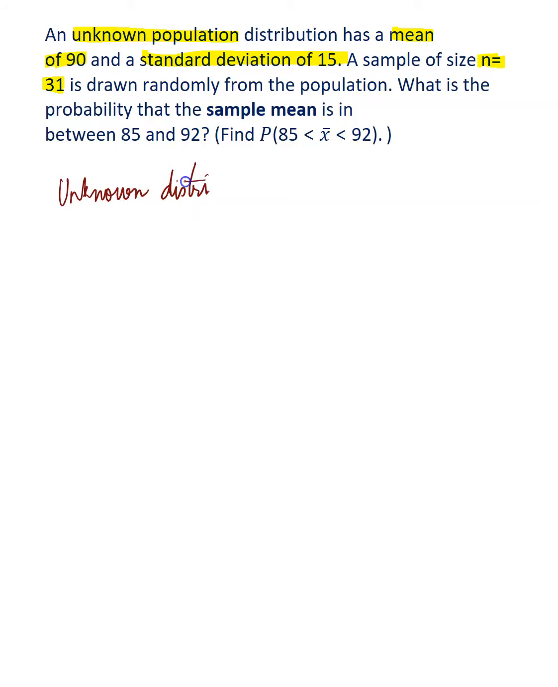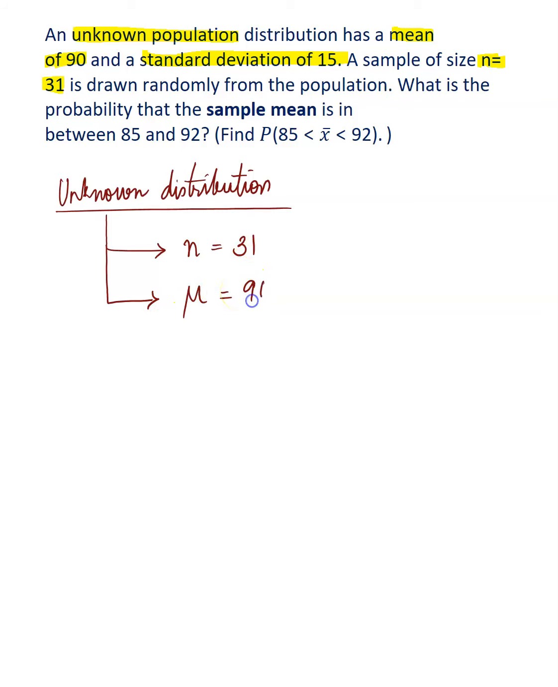Unknown distribution. N is 31, so we're good to go there. It's more than 30. And the mean of this unknown distribution is 90, and the standard deviation is 15. Now, previously they wanted us to find just the mean and the standard deviation for x bar. But here they're asking us to find the probability that the sample mean, meaning x bar, not x anymore, is in between 85 and 92.